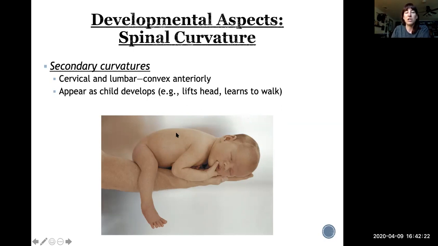So basically, when you get big enough to be able to raise your head, you start to develop the cervical curvature. And then when you begin to sit upright and walk, that is when you develop the lumbar curvature, right? So is that why they have those seats for infants to sit in, to help with the curvature? Is that what those are for? Yeah, I think I actually have not heard of that.